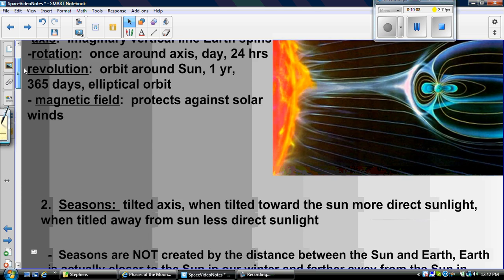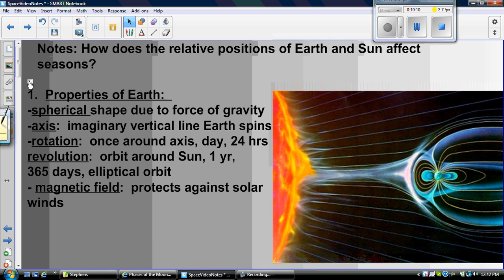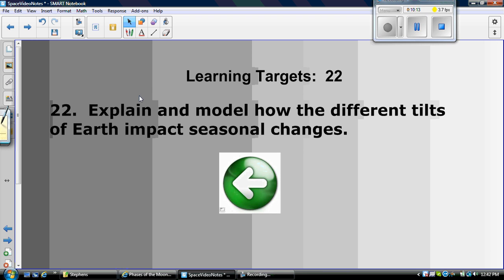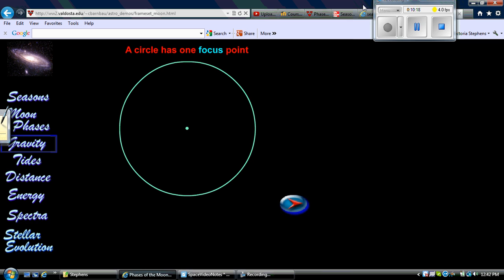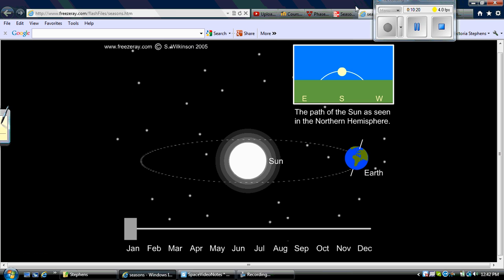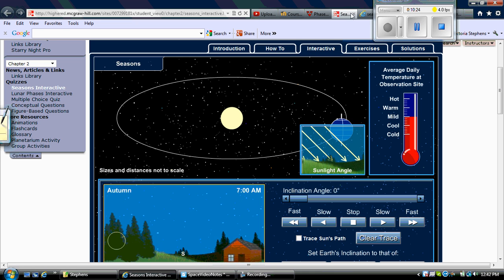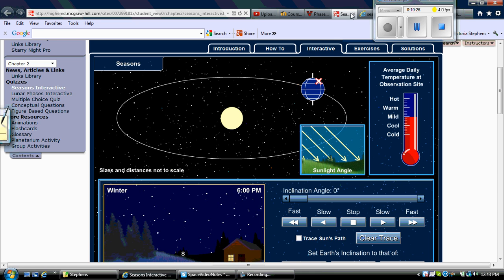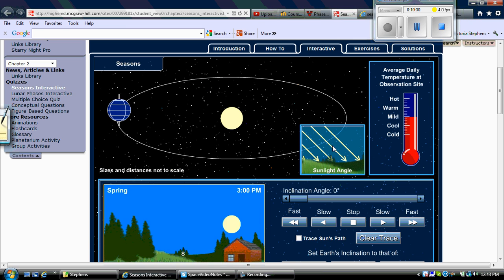Okay, so that concludes our notes on seasons. Again, the link to the website that shows you the different tilts is on my website. Not this one, sorry, this one. You will be practicing with that in class, but this is an excellent tool to get to look at the difference between indirect and direct sunlight.